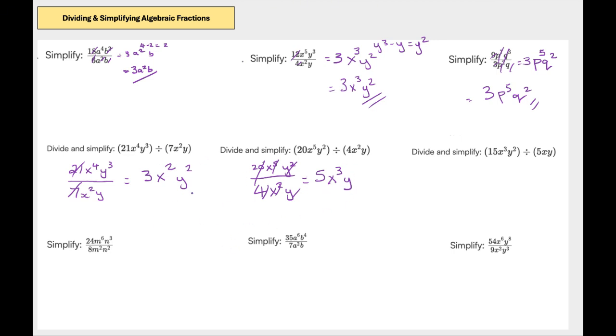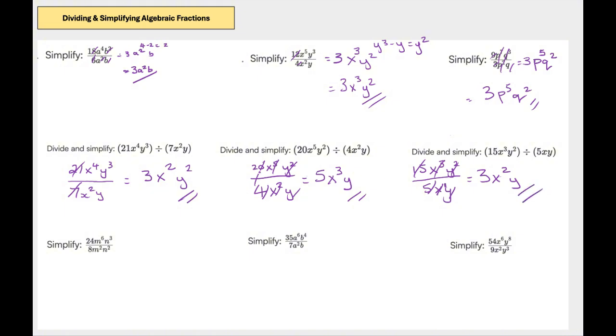So same again. I know you're probably bored at this point, but it's good to have lots of examples. It's 15x to the power of 3, y to the power of 2, all over 5xy. 5 into 15 goes 3 again. X to the power of 3 minus, because remember 1x on its own is literally x, so that's going to be x squared. And y squared minus y equals y. So it's 3x squared y.